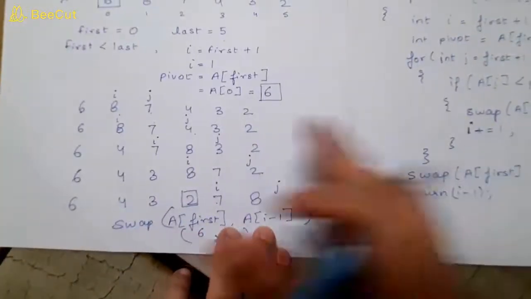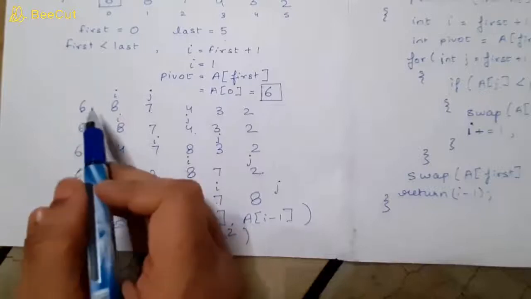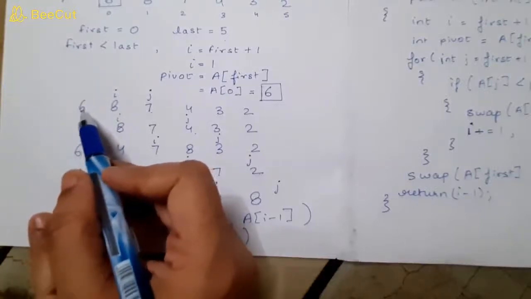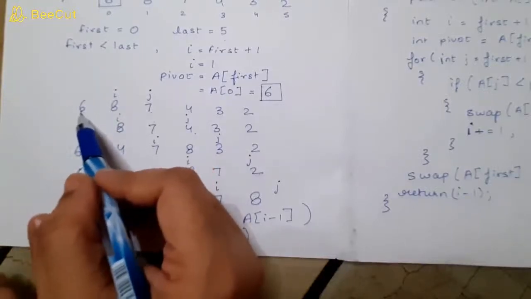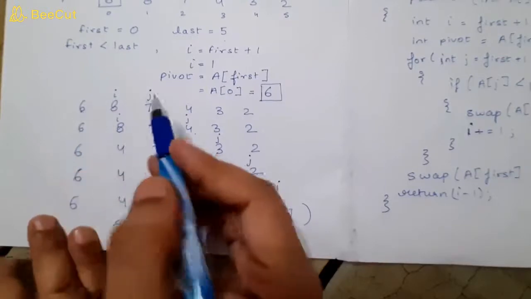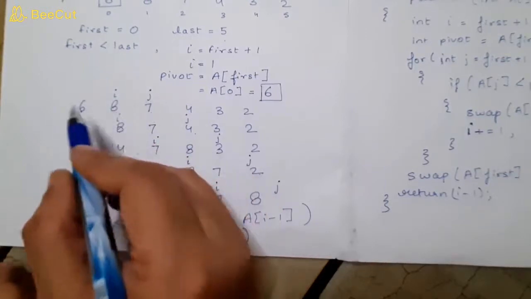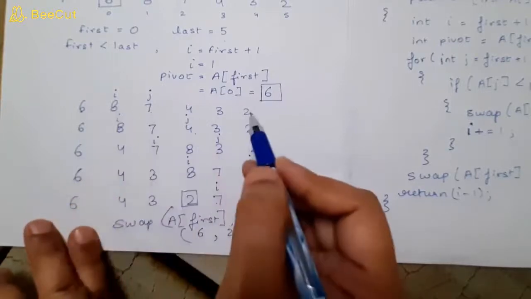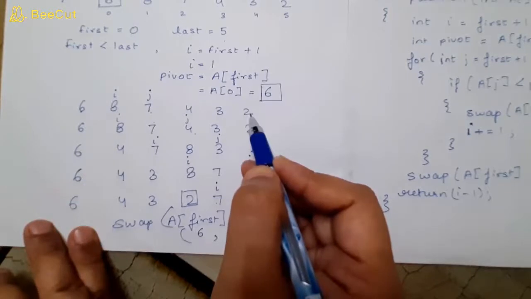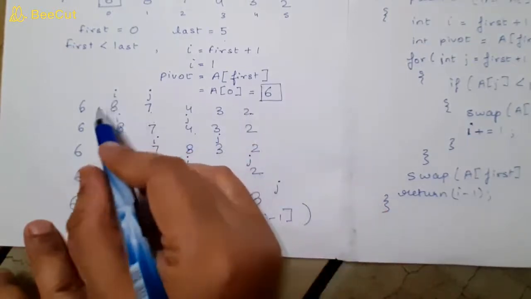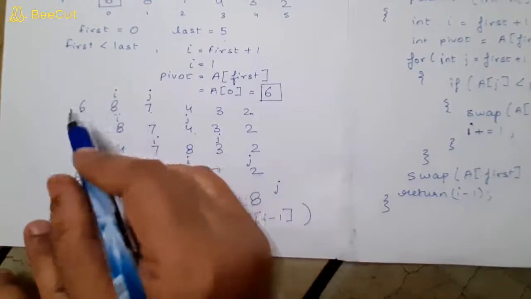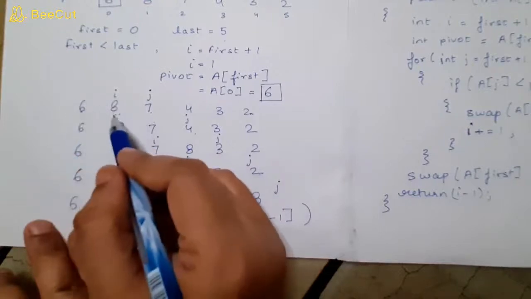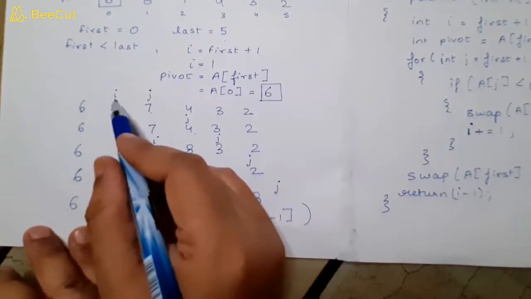You can see the example. See what we are doing here. In the code it is written that pivot is a of first, that means it will be 6. Then we are running our loop from first plus 1. This is first, so this will be first plus 1. From here till j less than or equal to last, that means till here the j loop should run, and every time we need to check whether a of j is less than pivot or not. If it is less than pivot, then we need to swap a of i with a of j.